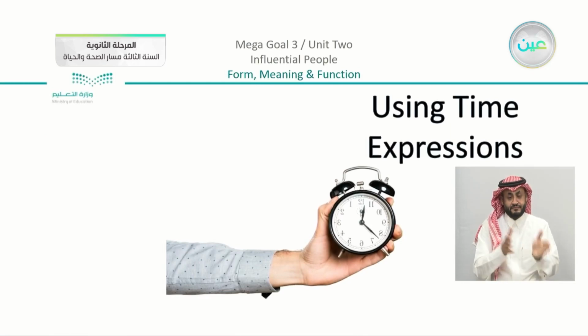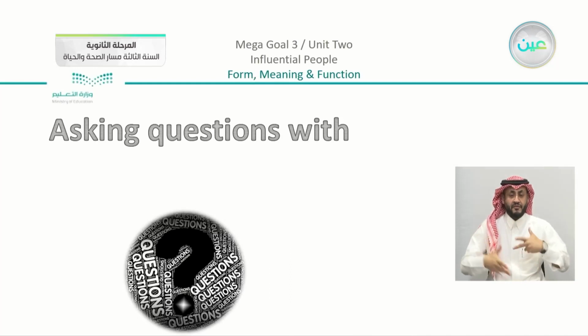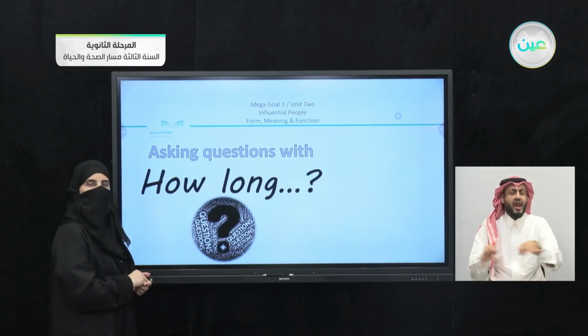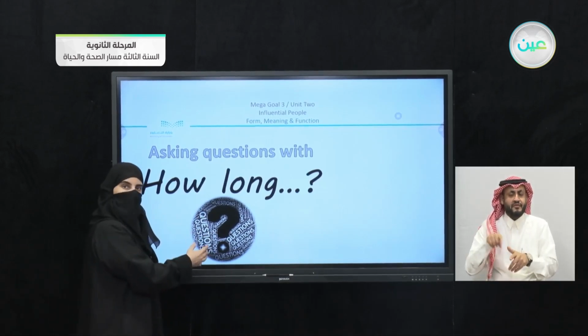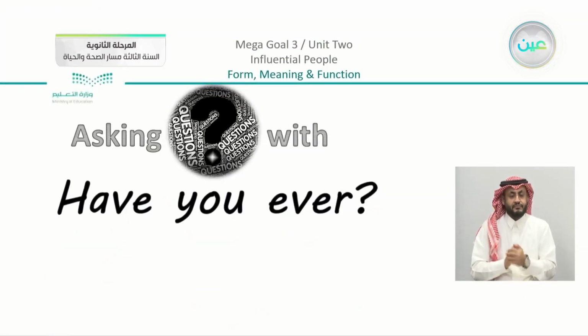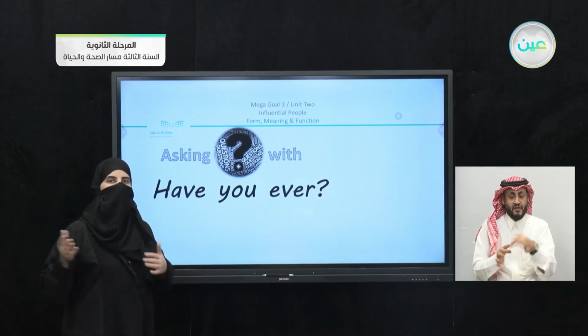We also passed by the time expressions. We said that we do have time expressions for the past simple, and we have other time expressions for the present perfect simple. And also we focused on something interesting, which is asking questions, specifically with how long. When we ask a question using how long, we said that we're going to use either for or since. And also we explained when to use both. If you have a period, a time mentioned, you're going to use since. If it is a counted period, you can use for.